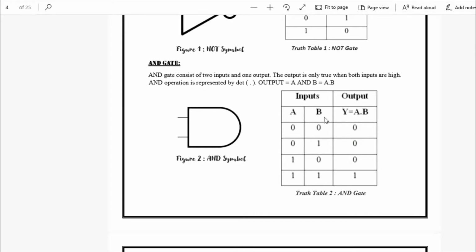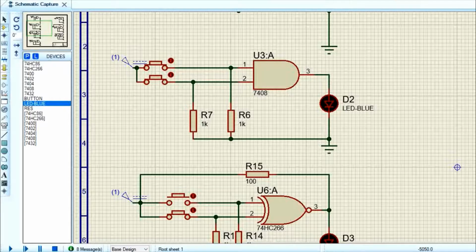Similarly, we have two inputs A and B. At output, we have A dot B. So if we have 0 0 at input, at output we have 0. At inputs, if we have 0 1, at output again we have 0. For 1 0 at input, again we have 0 at output. But if we have 1 1 at input, at output we have 1, because 1 dot 1 is equal to 1. So let me show you the simulation of the AND gate.